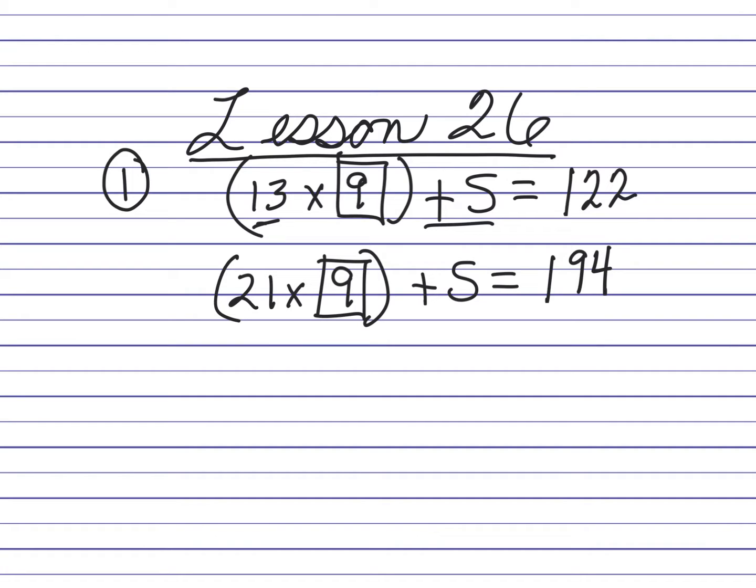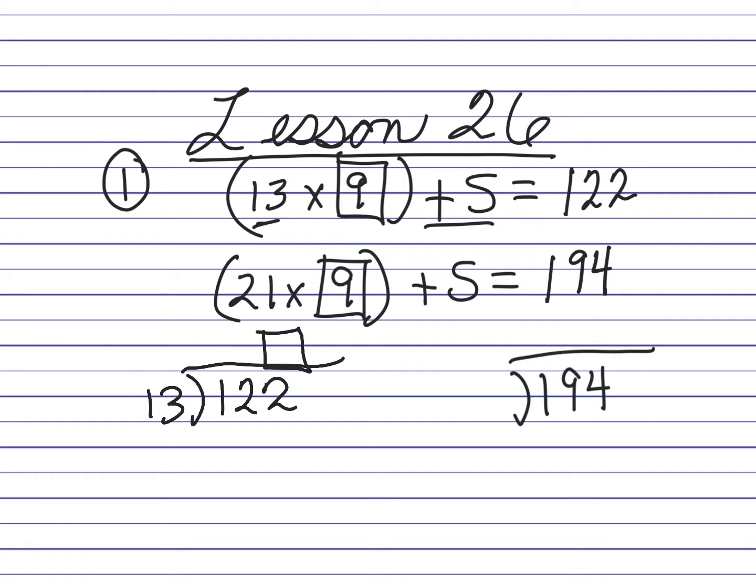So now I want to do the inverse here. Remember I want this number up here to be 9, so I take 122 as my dividend, and I'm going to divide by 13. Then I'm going to take this number, 194, and divide it by 21. Okay, so let me pause.